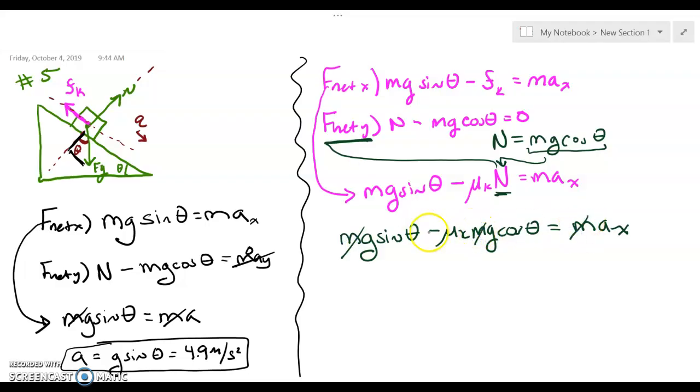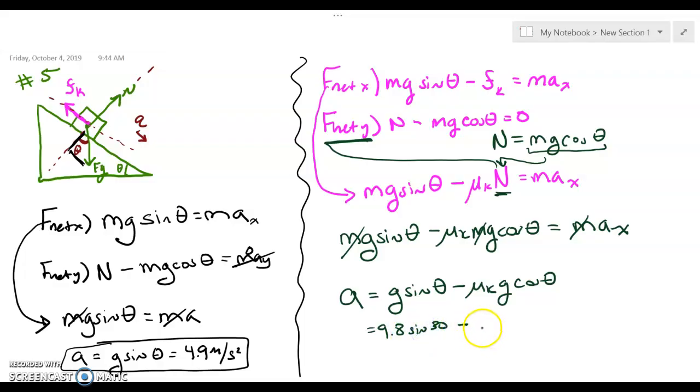Mass cancels, so that's good because we still weren't given a mass. And now we can solve for a. a is going to be g sine of theta minus mu k g cosine theta. So 9.8 times the sine of 30 minus 0.34 times 9.8 times the cosine of 30. And when we solve for that, it gives us 2.01 meters per second squared.